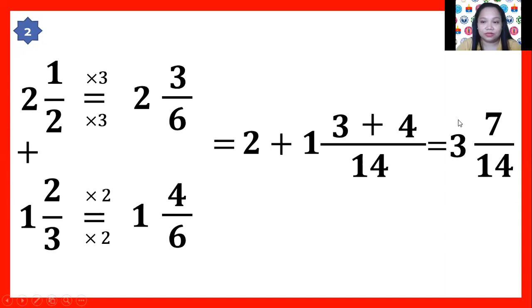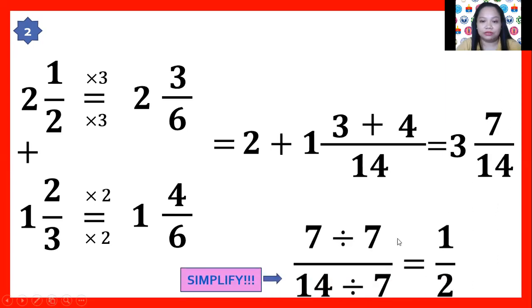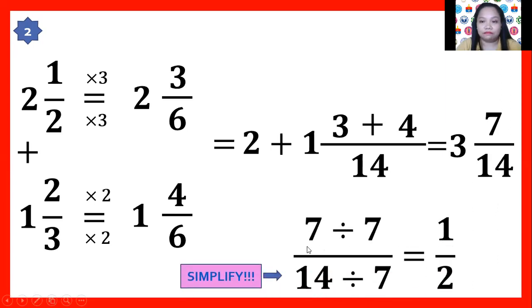Once again, let's take a look at our answer. 3 and 7/14. If there is a common factor in the fractional part, there is a need to simplify. In this case, 7 and 14 have a common factor. That would be 7. So 7 divided by 7 will give you 1. 14 divided by 7 will give you 2, which means our answer should be 3 and 1/2.